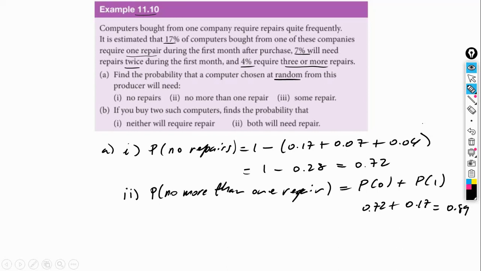For number 3, some repair. Well, some repair is the 0.28 that we found in the first problem, which was the addition of requiring one repair, 2 or 3 or more. So that would be 0.28 or 28% chance. So now let's focus on part B.